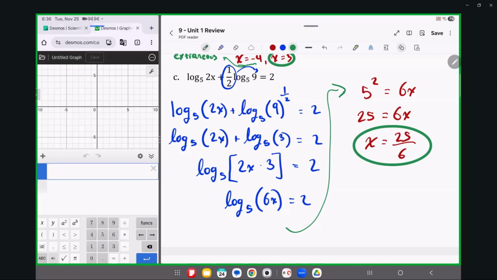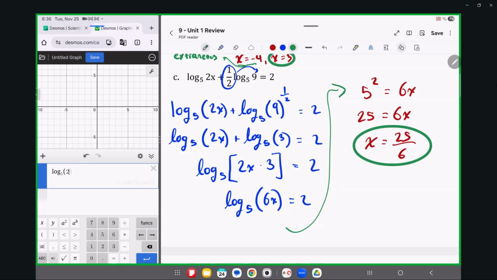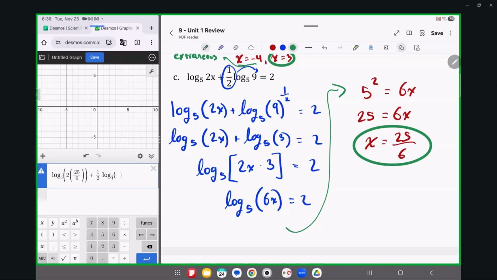If you wanted to, you can use Desmos graphing calculator to verify that our solution's correct. So we could write this as log base 5 of 2 multiplied by 25 over 6 plus 1 over 2 multiplied by log base 5 of 9. And you can see we get a solution of 2.